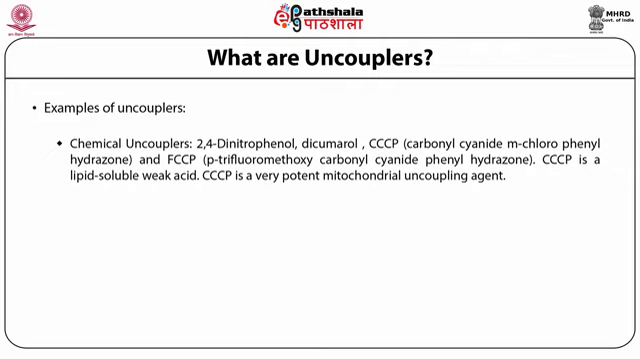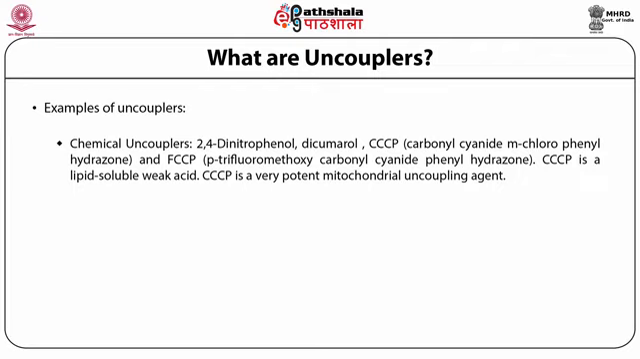CCCP, that is carbonyl cyanide metachlorophenyl hydrazone, is a lipid-soluble weak acid. This CCCP is a very potent mitochondrial uncoupling agent. So basically these uncouplers are divided into two groups, that is chemical uncouplers and physiological uncouplers. Whatever the uncouplers we discussed so far, they are the chemical uncouplers.